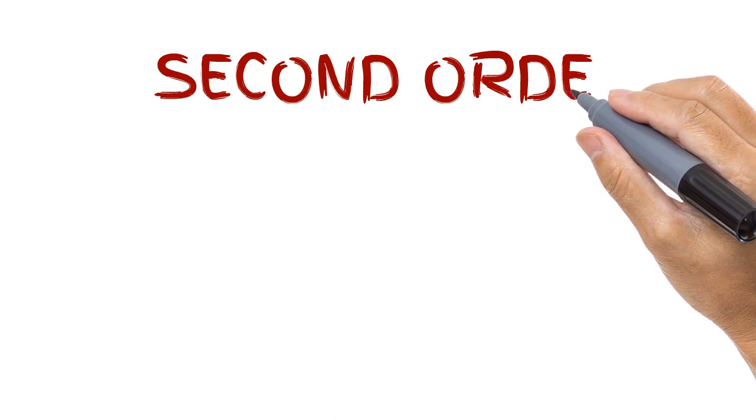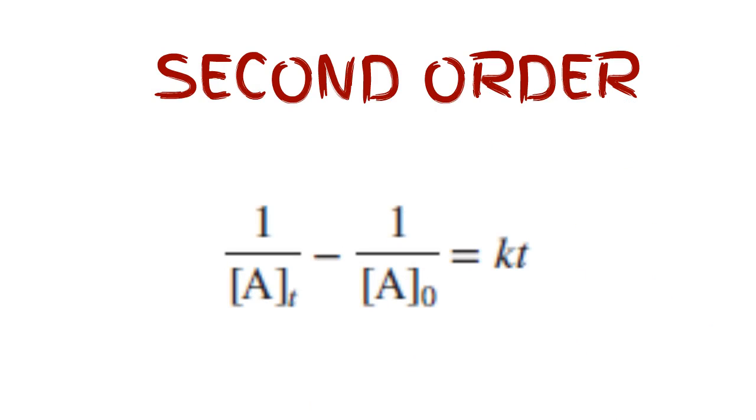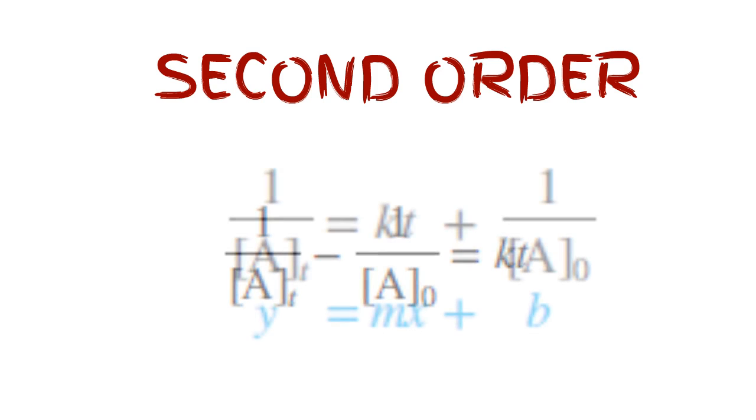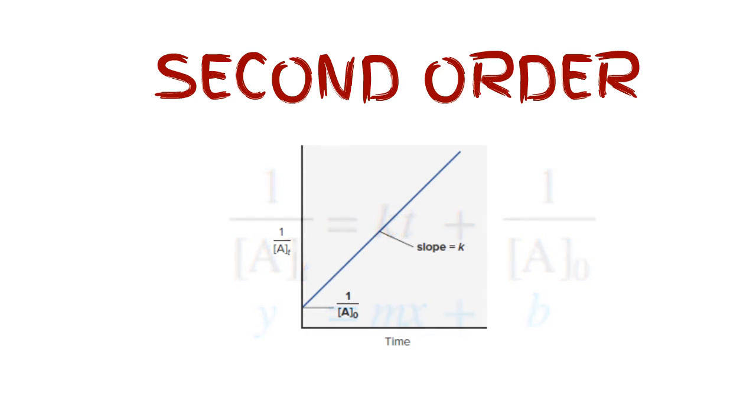For a second order reaction with one reactant, we have 1 over concentration of A at time t minus 1 over concentration of A naught equals kt. Rearranging gives 1 over concentration of A at time t equals kt plus 1 over concentration of A naught. In this case, a plot of 1 over concentration of A at time t versus t gives a straight line with slope equals k and y-intercept equals 1 over concentration of A naught.